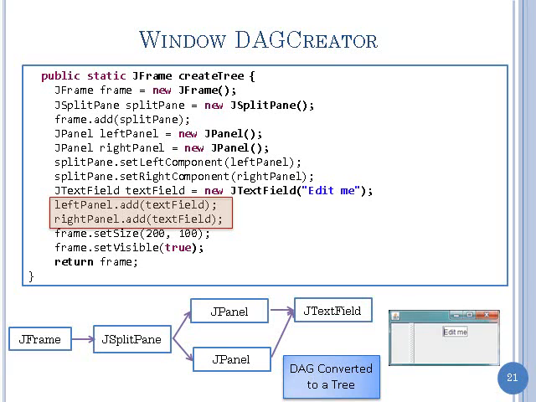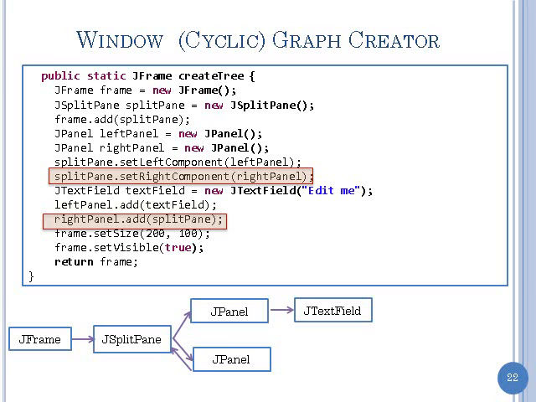Okay? Now can I be even more ambitious, and create a cycle here somehow? I can add any node to any node. I can make any node a child of any node. So I could go and say split pane, set right component, right panel add split pane. Legal. I mean, it's allowed by Java semantics. They're both components, containers. You can just pass one to the other.